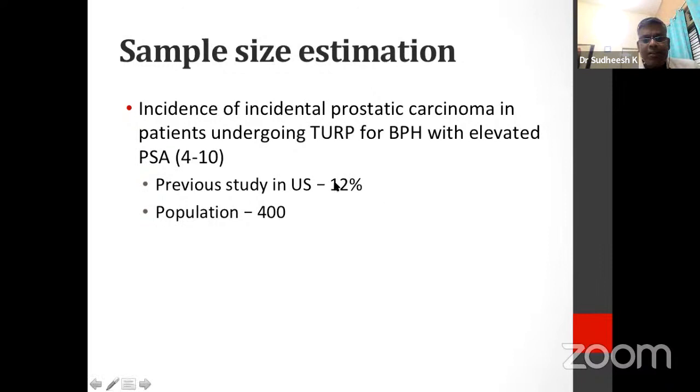And assuming the incidence of 12% from another study. And also there is something called precision here. Precision is the range within which you expect the result to be in your study.